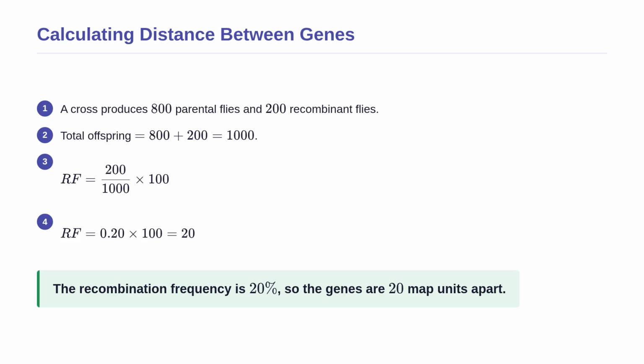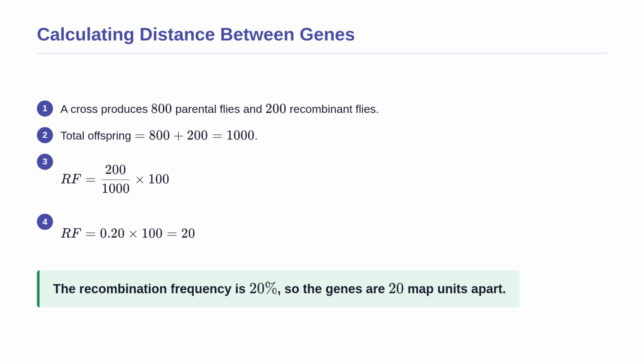Now that we have our formula, let us see how this calculation works in practice with a classic genetic cross involving fruit flies. Suppose we are studying two genes, one for body color and one for wing shape. We are given that the cross produces 800 flies with the original parental traits and 200 flies with new recombinant traits. We are asked to find the genetic distance between these two genes.